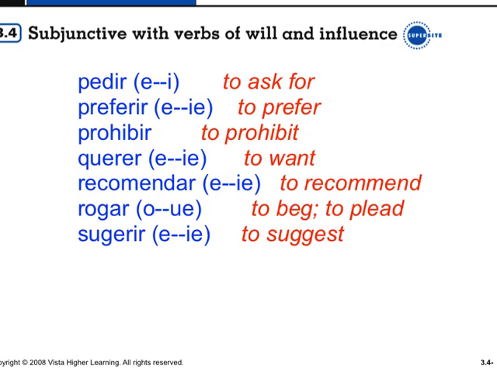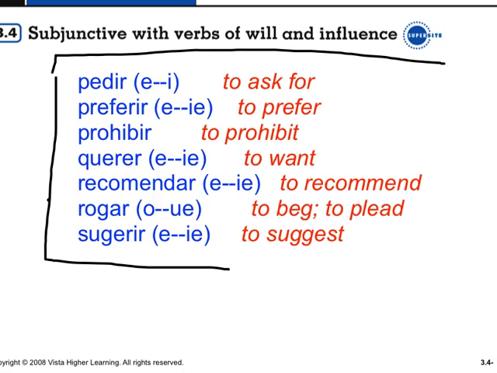So let's continue the list right here. Here's some more verbs. These are the verbs that trigger the subjunctive, and hopefully we'll all be able to practice with all of these. Some of these you've already seen, like pedir and preferir, querer. But this verb right here is an interesting verb. Rogar. It means to beg or to plead. And it's also a stem-changing verb.